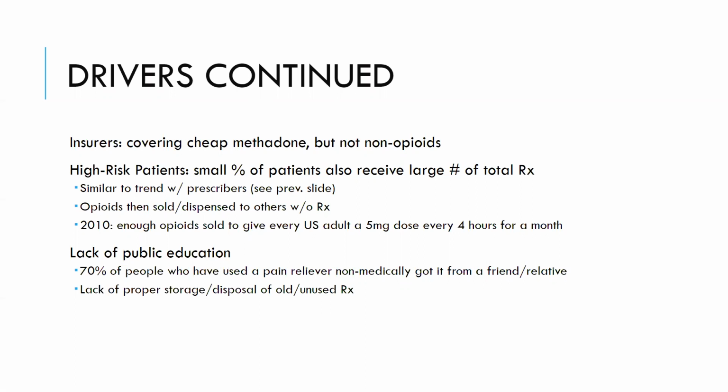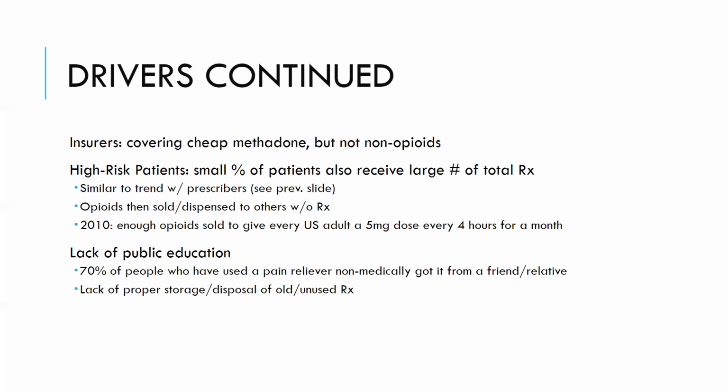So people that are getting prescribed the drugs again and again and again, kind of like the high-volume prescribers. Opioids are then sold or dispensed to others without a prescription. So we kind of start with this legal access, so to speak, which then becomes illegal access.